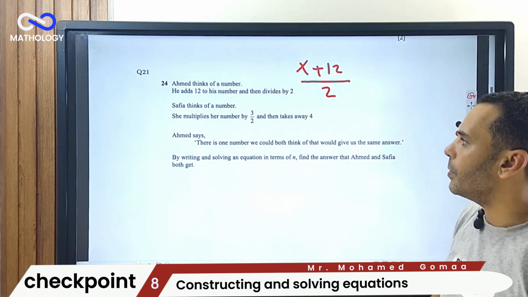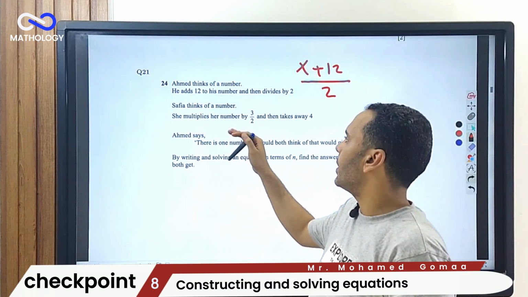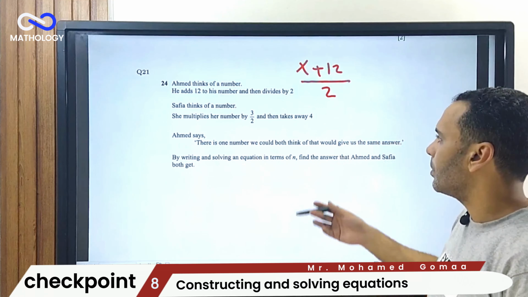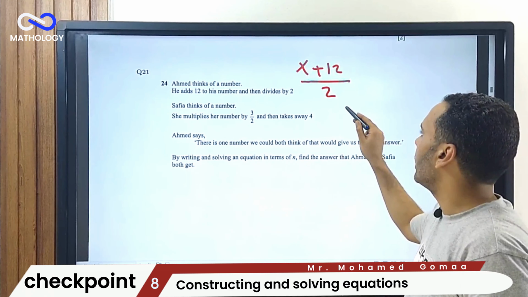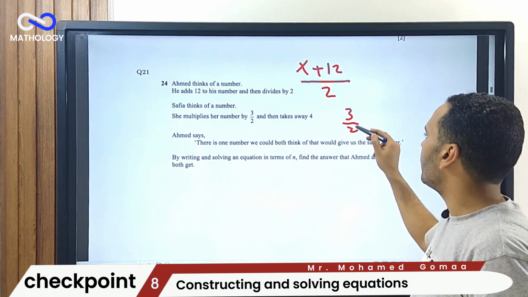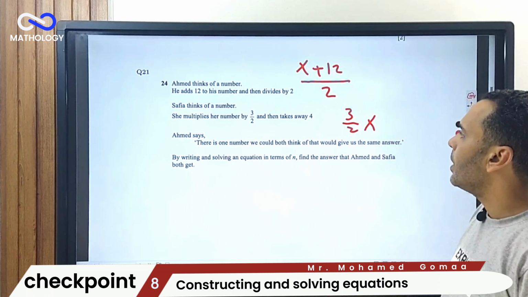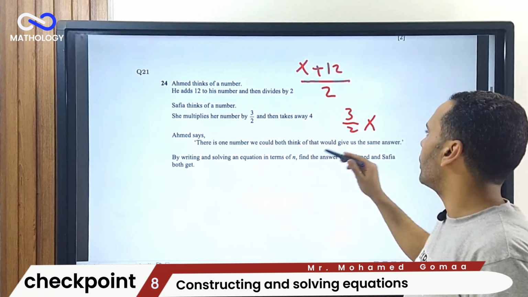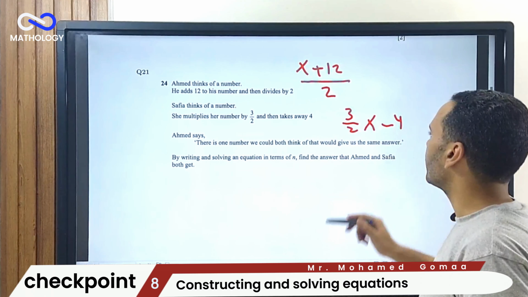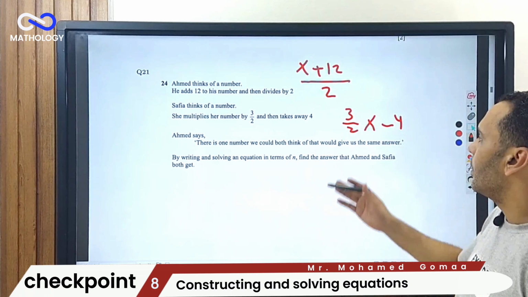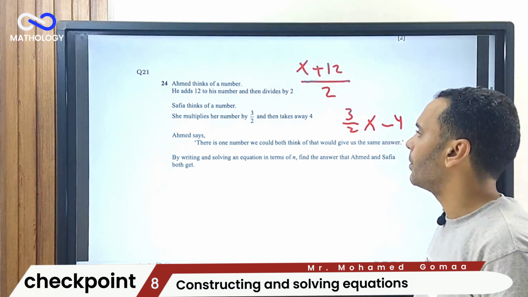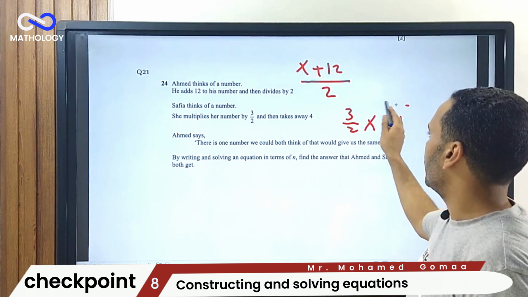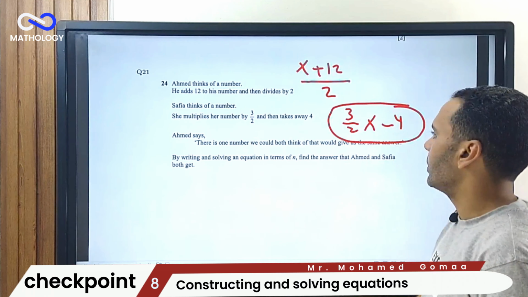Safiya thinks of a number. She multiplies her number by 3 over 2. This number may be x or any letter. Multiply by 3 over 2, it will be 3 over 2 x. And then takes away 4. Take away means subtraction. First multiply by 3 over 2, then subtract 4. This expression refers to Safiya.